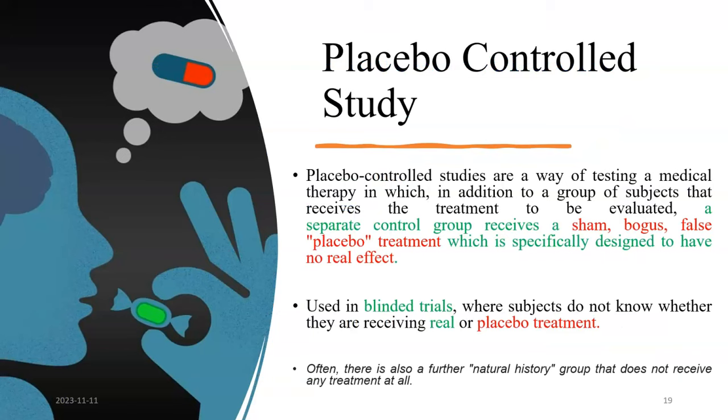One example is from a placebo control study. In this one, we divide the participants into two or three groups. The first is given the real medicine. The second group is given a sham or bogus or false treatment, so that they cannot be differentiated. So we can say it is a blinded trial, so that there is transparency of the results.